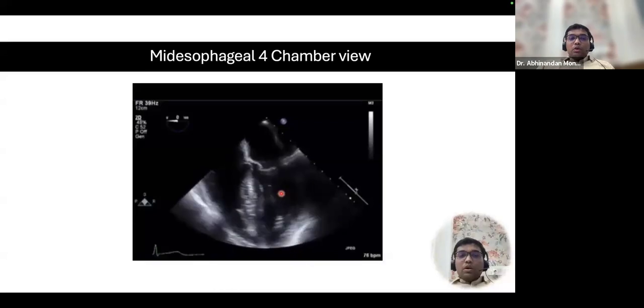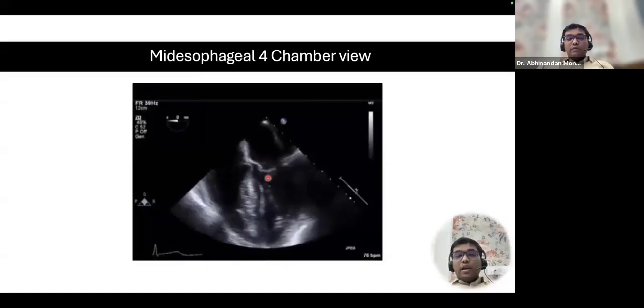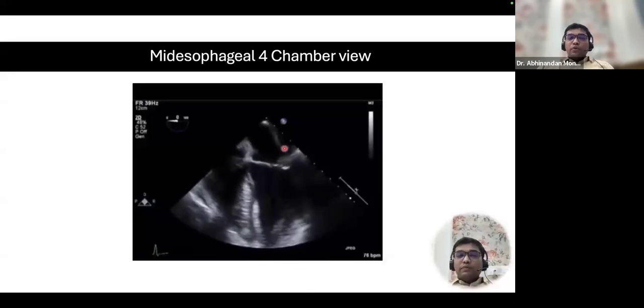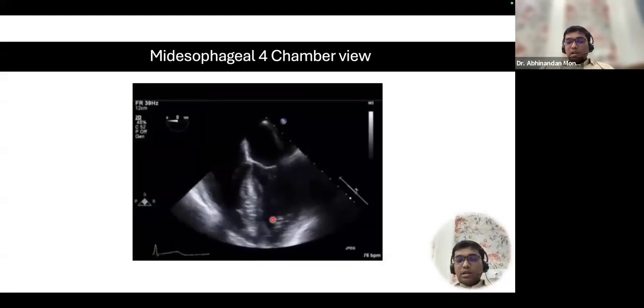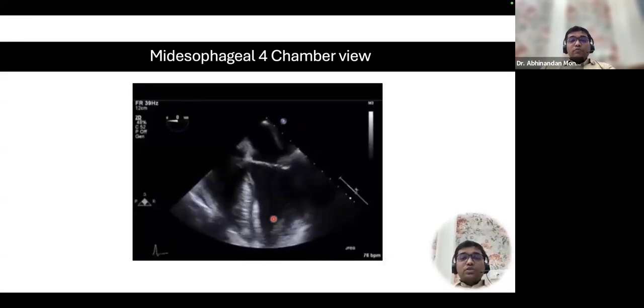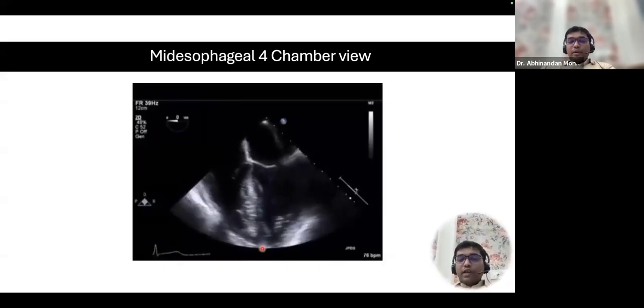But always remember why it is a four chamber view and not a five chamber view: because neither the LVOT nor the aortic valve is being seen. And also remember, it is a four chamber view only when you can see the apex of your heart, the LV. So a little bit of retroflexion will help you to get a better image of your LV apex.